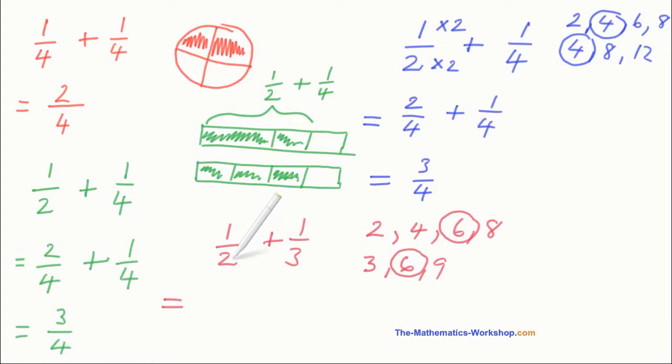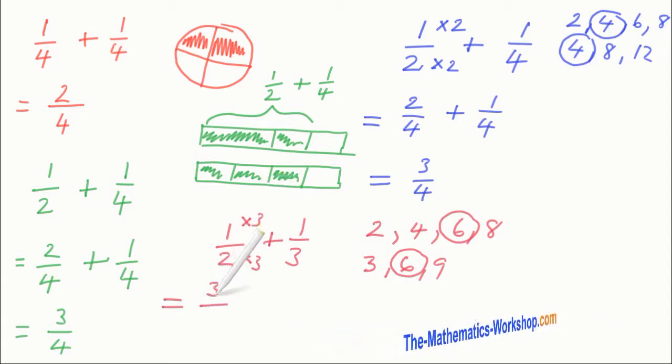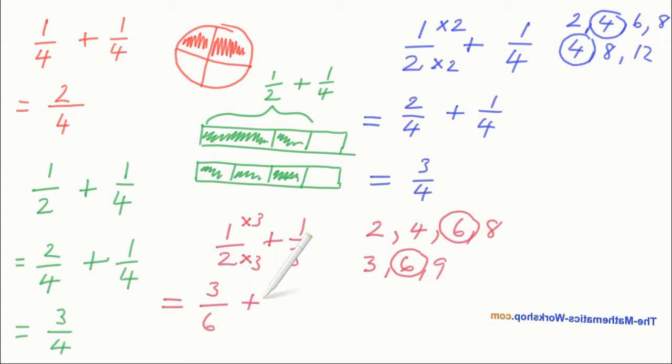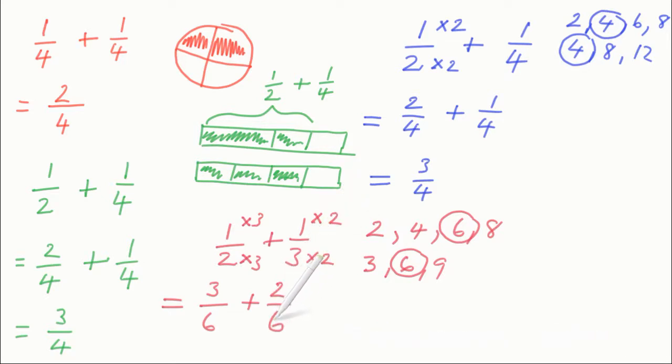So how do you change a 2 into a 6? You would do that by multiplying by 3. Make sure you do the same to the top number, and then you end up with 3 over 6. How do you change a 3 into a 6? You times that by 2, and also times that top number there by 2, and you'll end up with 2 over 6. And then 3/6 plus 2/6 is equal to 5/6.